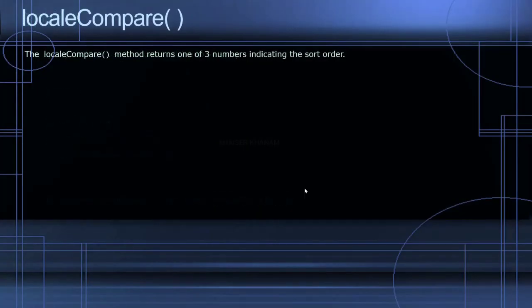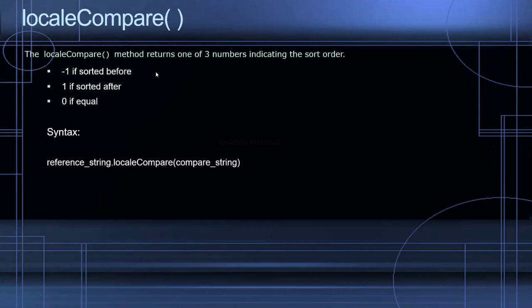Now let's see about the localeCompare method. Now what is this method going to do? This method will return 3 numbers indicating the sort order. Now let me show you. -1 if it is sorted before, 1 if it is sorted after, and 0 if it is equal. Once we see this example, you will see based on what it will be returning these 3 numbers.